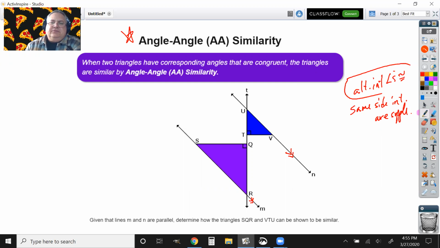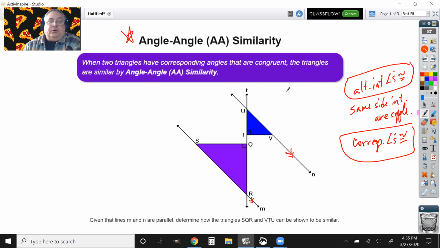Or corresponding angles congruent. So these two especially. Because what we're looking for is two angles. We need to prove two angles are congruent, and when we do, then we can say that the triangles are similar. We can also look for all right angles, like 90-degree angles. They're all equal, are congruent. That's another favorite of these type of problems.